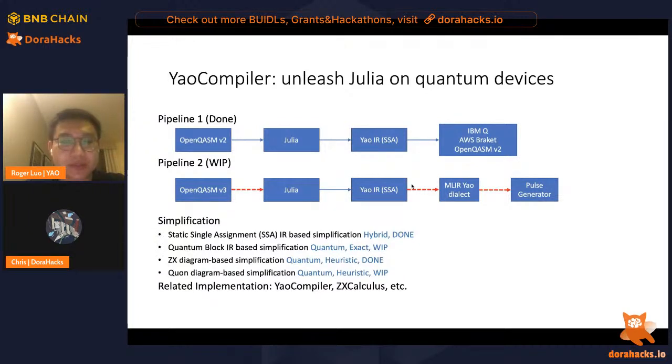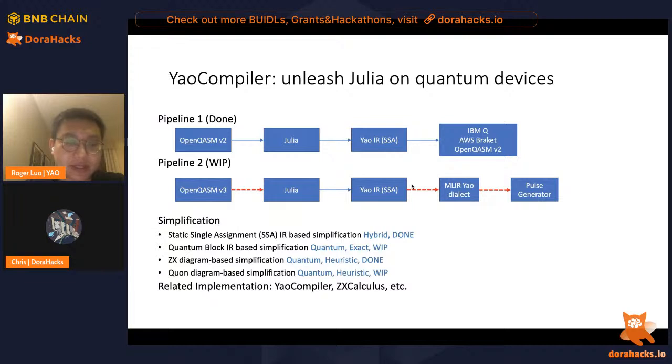And we also developed a new compiler that aims to unleash Julia on quantum devices. In order to run a quantum program on these new quantum devices, we need to do some compilation. So we have done the first pipeline that compiles OpenQASM 2 to native Julia, and then compiles that to the Yao IR, which is SSA based, and then compiles to IBM Q or OpenQASM 2, or back to OpenQASM 2.